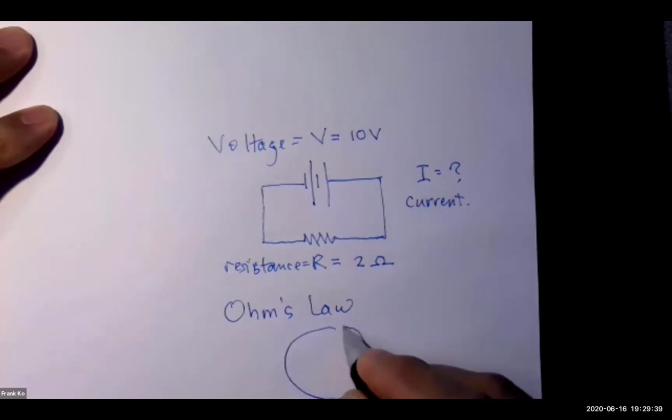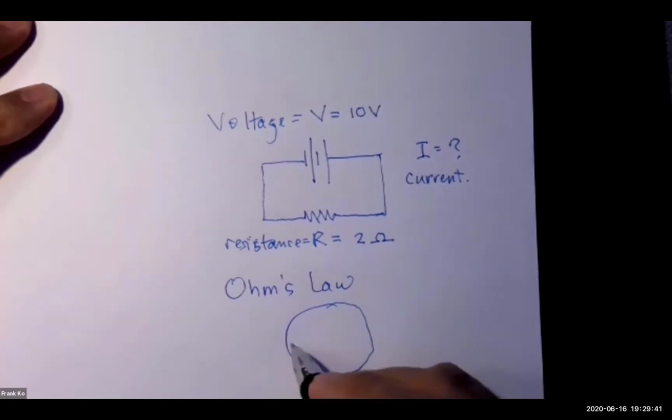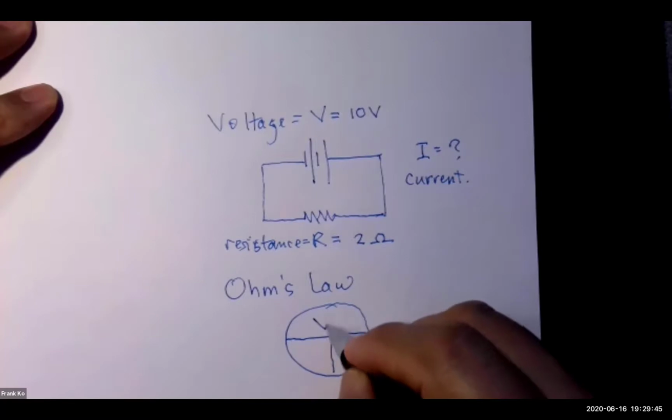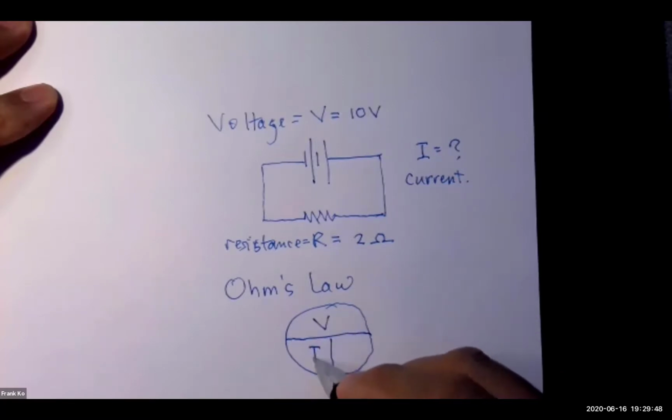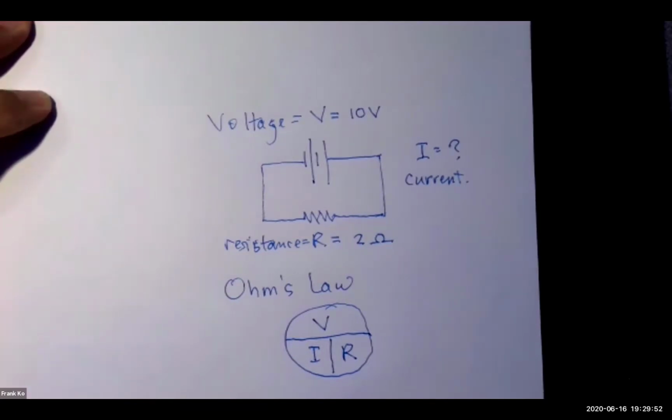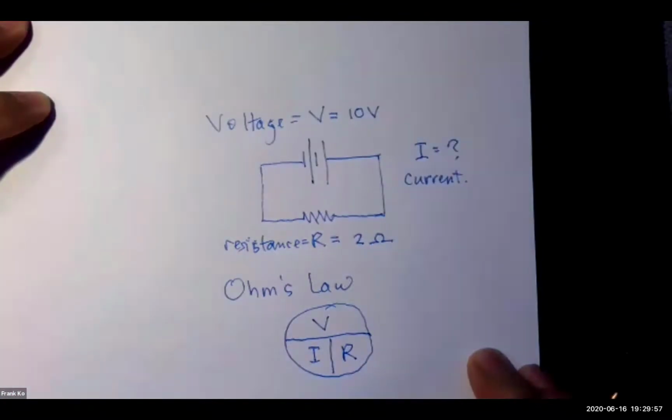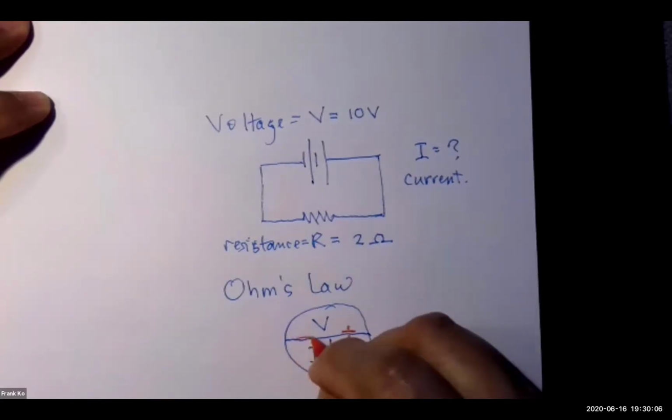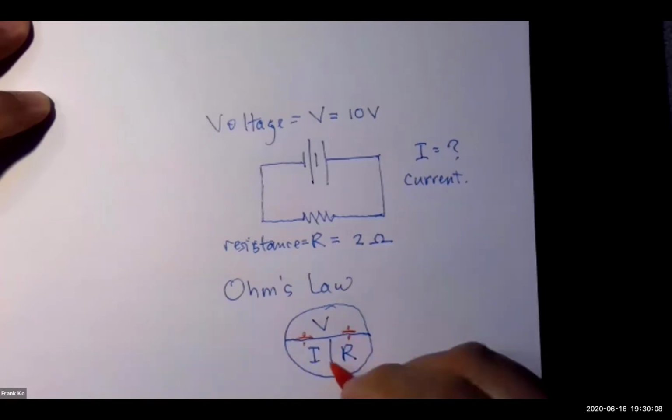I'm going to draw a circle. In the circle, I'm going to draw a horizontal line and a vertical line. I'm going to put a V here, an I here, and an R here. And this circle describes the math relationship between these quantities. The horizontal line means division. The vertical line means we're going to multiply.